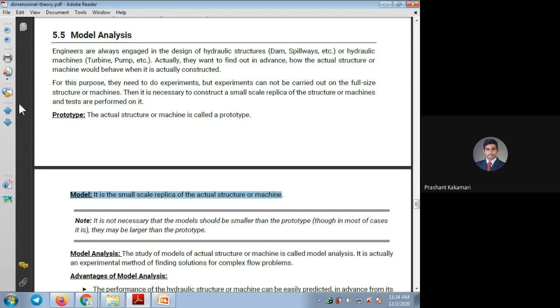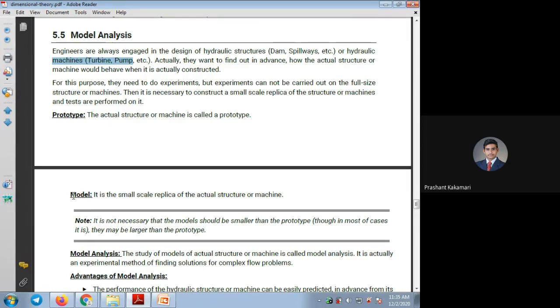They have written here that engineers always engage in the design of hydraulic structures, dams, and buildings, because we are talking about fluid mechanics. You can also take aeronautical structures, aerospace devices or machines. Here we are talking about turbines and pumps, but you can take other devices with respect to aeronautical applications. Before going for the actual systems, they want to find out in advance how the actual structure of the machine would behave, by applying conditions to the models.